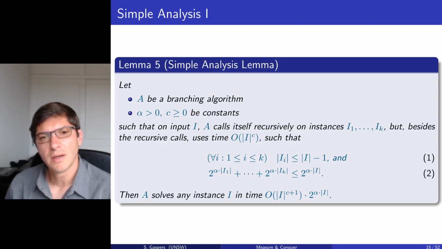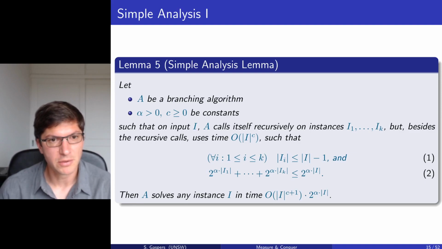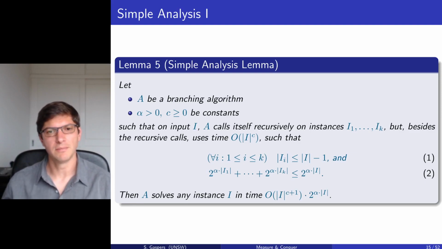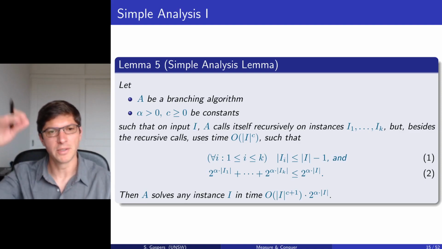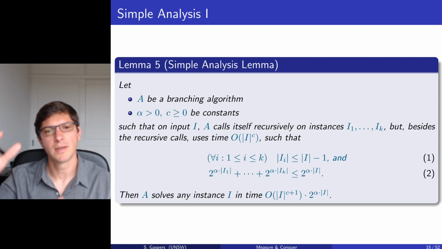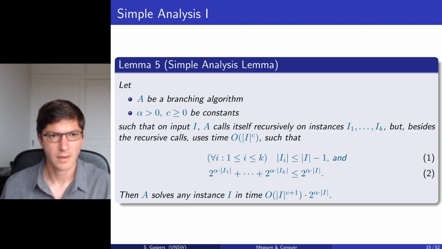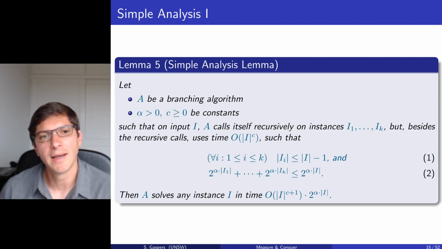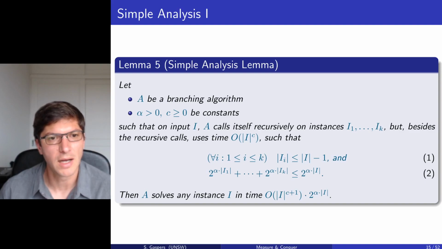So here we are going to try and upper bound the running time of a branching algorithm by, well, first of all, upper bounding the height of the search tree, and then also upper bounding the number of leaves of the search tree. So let's call our branching algorithm algorithm A. And so we have two constants, an alpha and c.